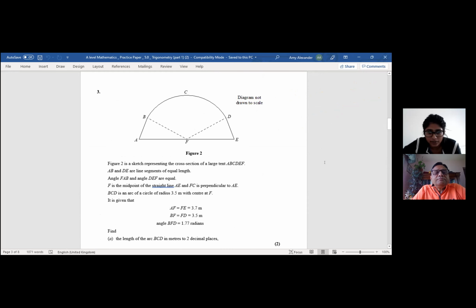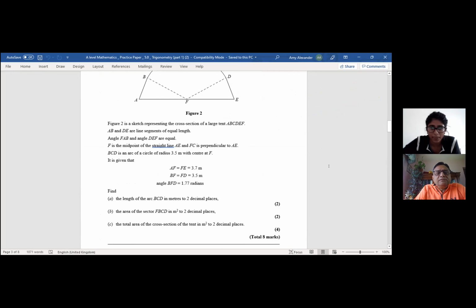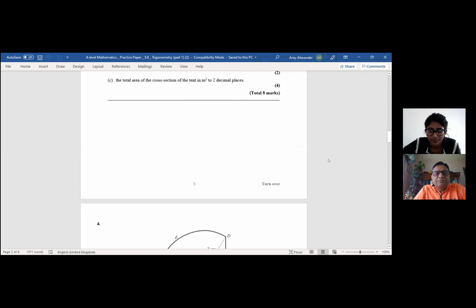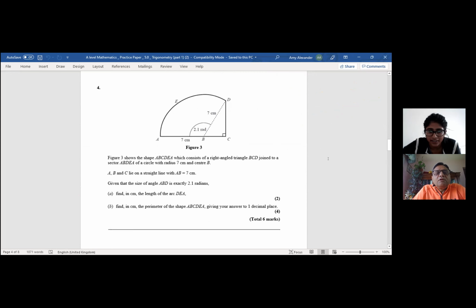Does this look similar to what we did? I think it is. Just read and then we'll see. Yeah, it looks similar. Skip. Okay, this looks a bit more. Okay, let's see how to do it.